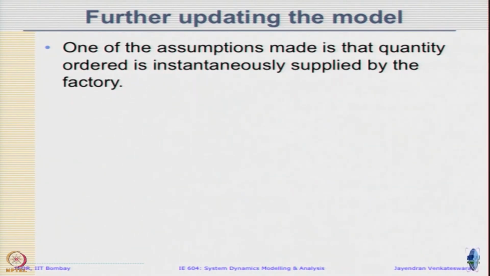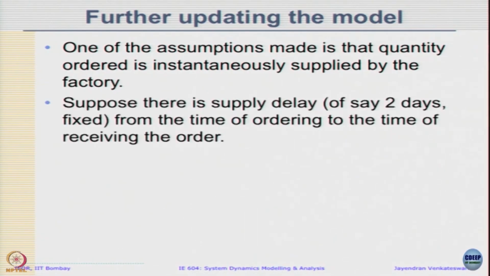Now let us introduce and see what will happen to the dynamics when we explicitly account for this supply delay. Suppose there is a supply delay of say 2 days, fixed delay. Let us say there is a 2 days delay fixed from the time of ordering to the time of receiving the order. Now let us update our model to represent this.